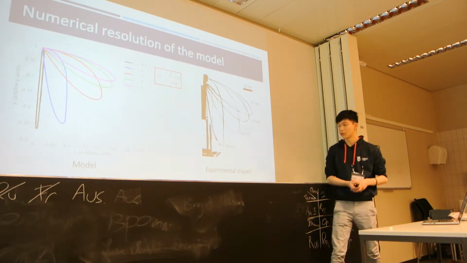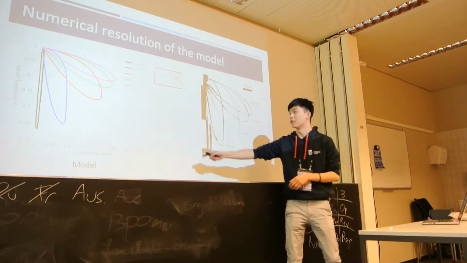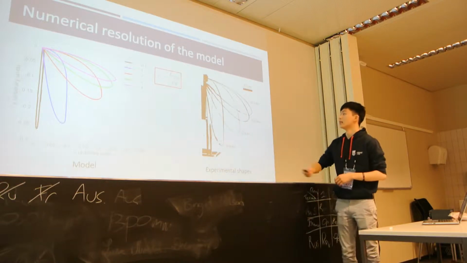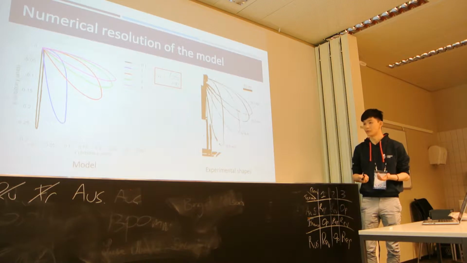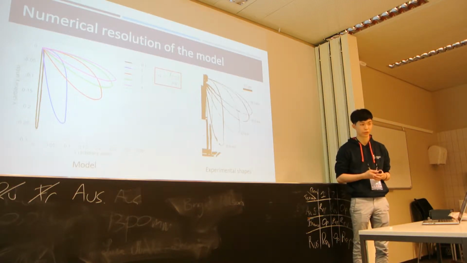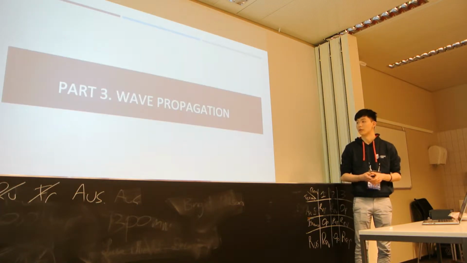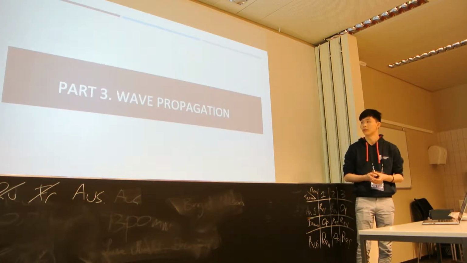So we solve this equation numerically for different values of the parameter alpha, and as you can see, there is a very good agreement with experiments. So this concludes the study of the stationary shape of the loop. Now we move on to wave propagation.